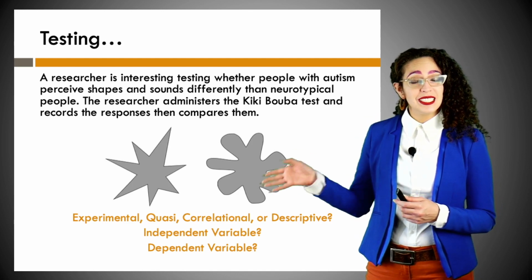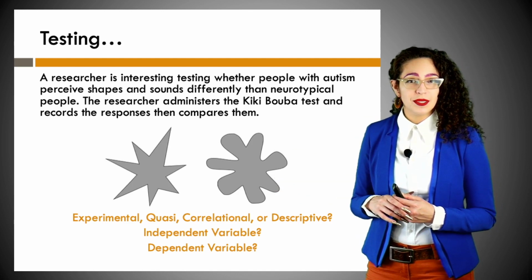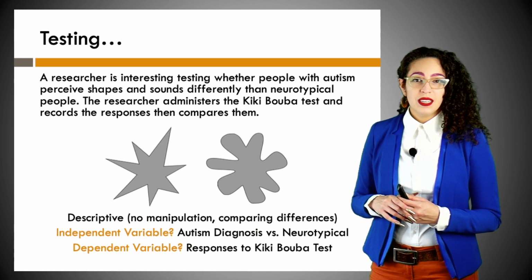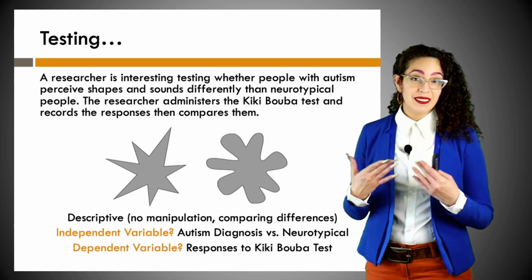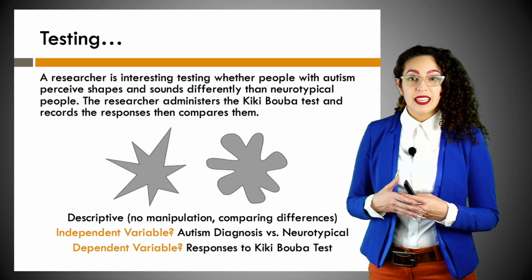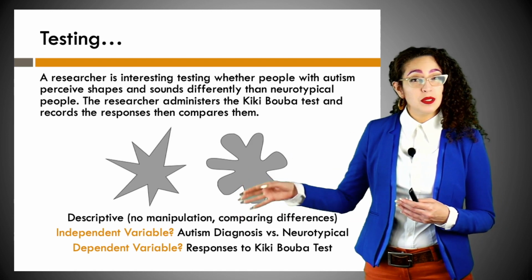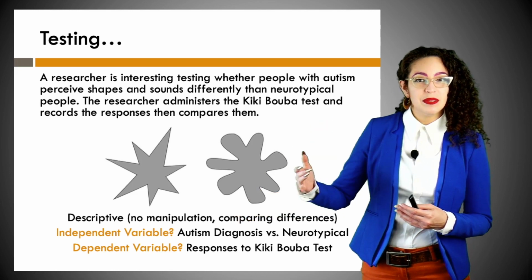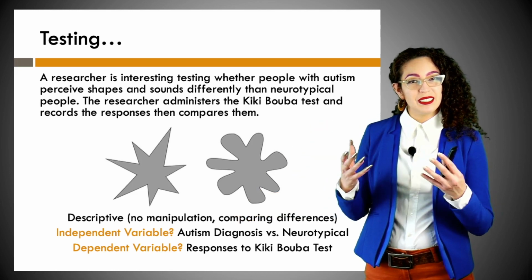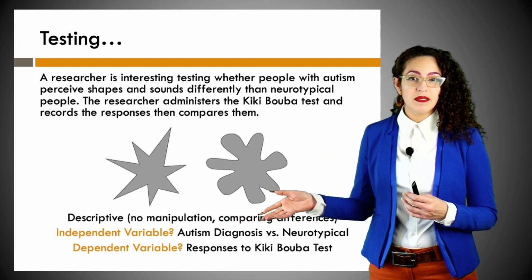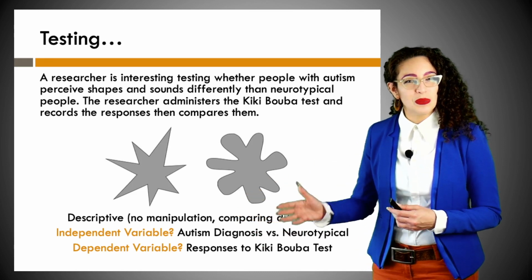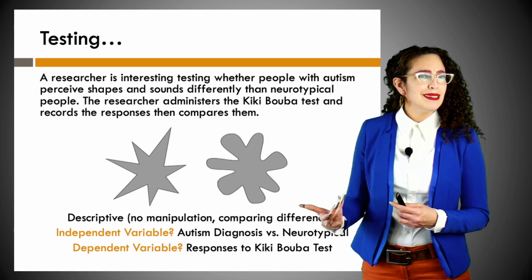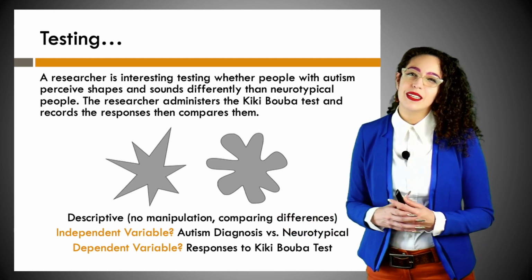So what kind of design is this? And what are the independent and dependent variables? So here, this is actually just descriptive because there's no manipulation. We're just kind of comparing differences. And we have an independent variable, sort of. It's kind of that autism diagnosis versus neurotypical. These are kind of the grouping variables. And that dependent variable is their response to that Kiki Bobo test. But again, this is descriptive, so there's not really an independent and dependent variable, but you can still kind of think of it in those terms.